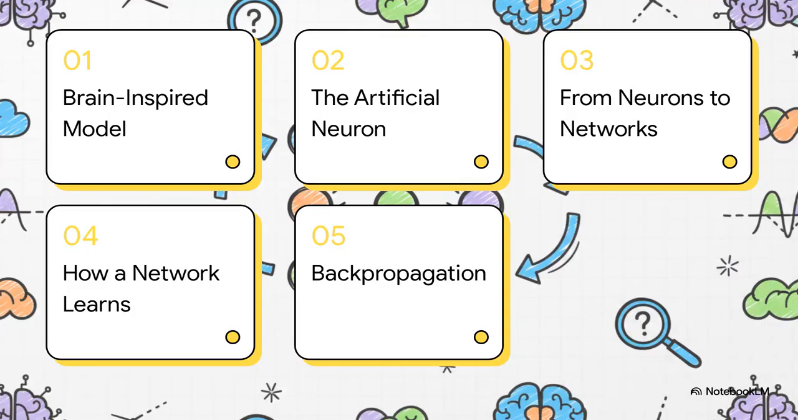So, here's our game plan. We're going to start with the big idea that sparked it all, the brain-inspired model. Then we'll zoom in and meet the star of the show, the artificial neuron. After that, we'll see how you connect them to build powerful networks, figure out how these things actually learn, and finally, we'll uncover the secret sauce that makes it all possible, the backpropagation algorithm.